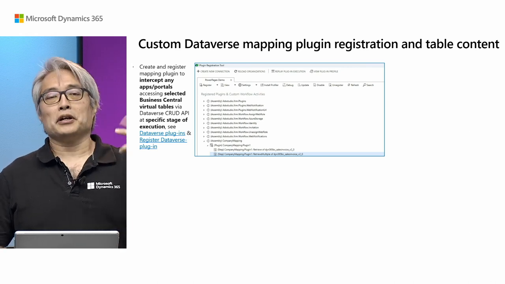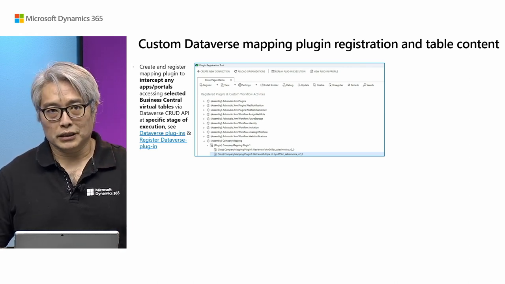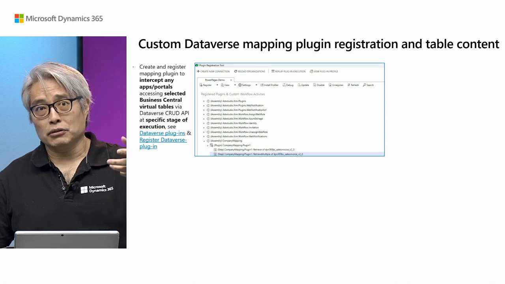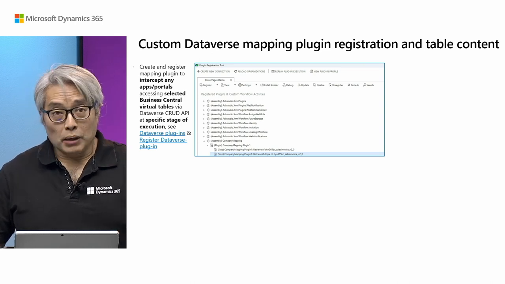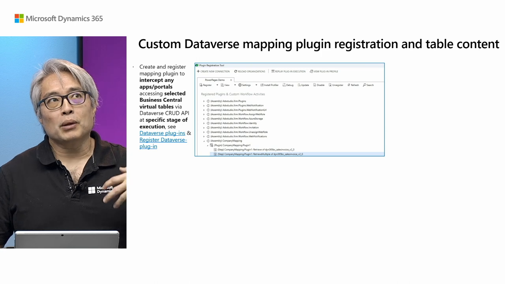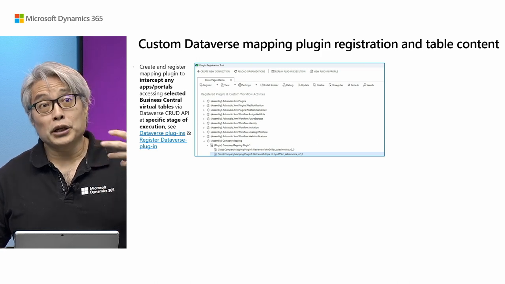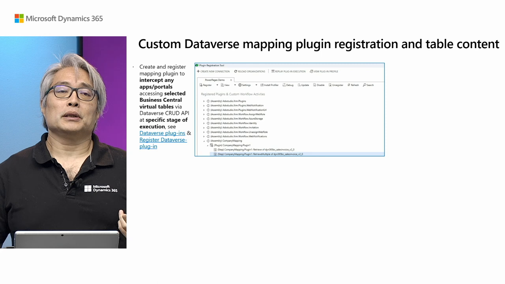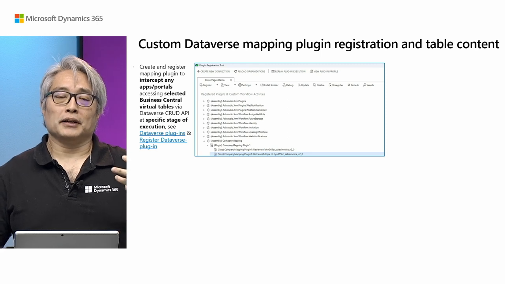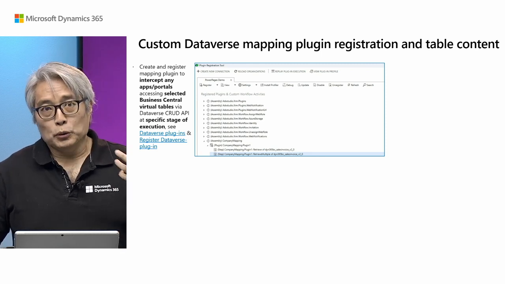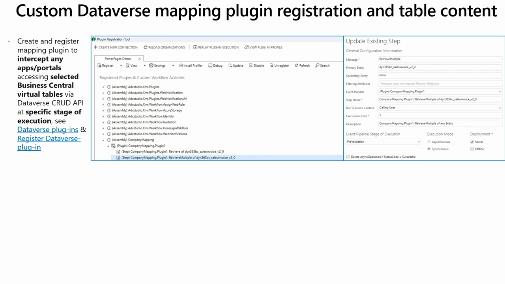So you know that whenever you want to access the sales invoice virtual table, either single row or multiple rows, the plugin will be triggered. But when the mapping plugin is triggered, you want to know when it should actually be triggered, right? So you have to pick the right execution stage. In this case, we pick the pre-validation stage, such that it always does its operation before the actual operation done by the Business Central CRUD API, right?